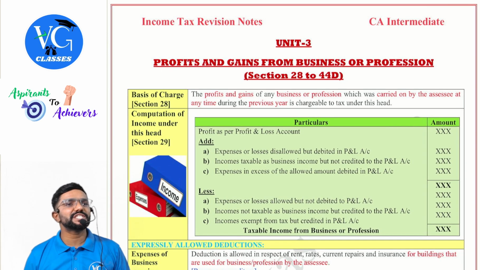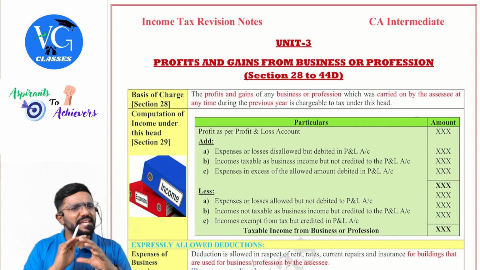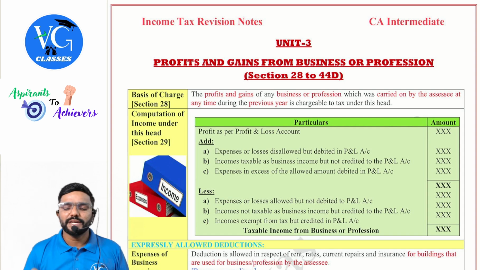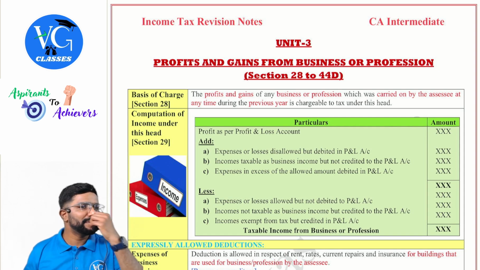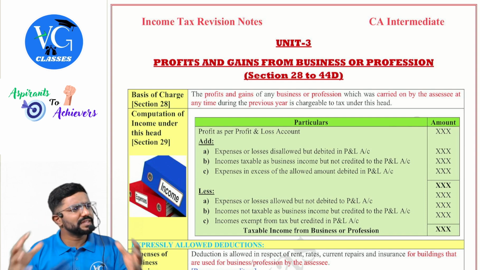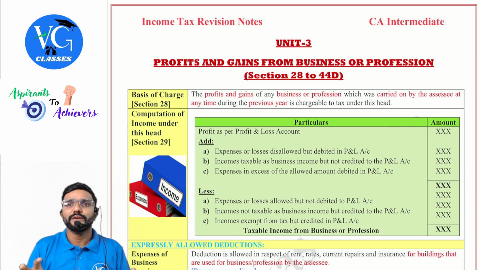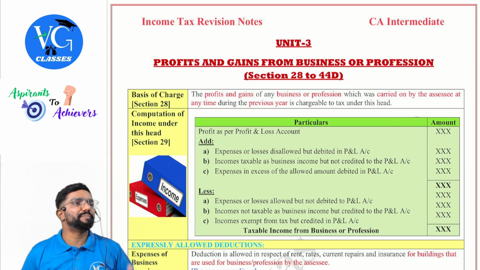Section 28 being the charging section under the head PGBP specifies any profits and gains of business or profession which was carried on by the assessee at any time during the previous year is taxable under this head, guys. Business need not be carried on throughout the year. Even if it is carried on for 3 months, 6 months, 9 months during the previous year, whatever is earned by the assessee during that period will be taxable under the head PGBP.